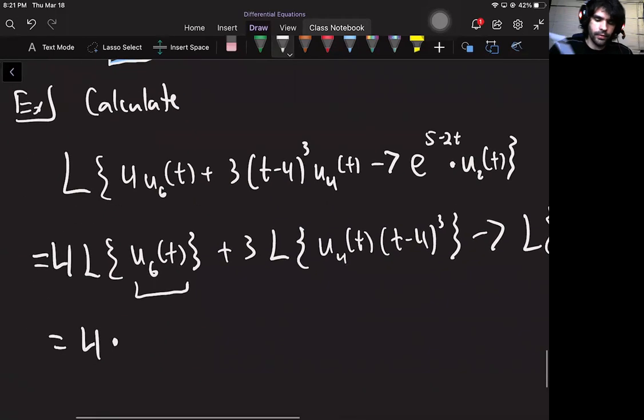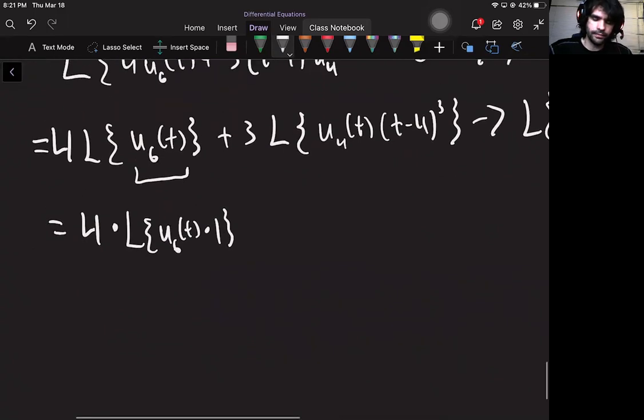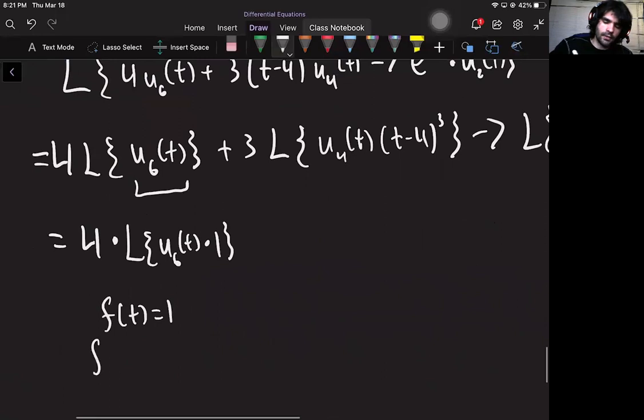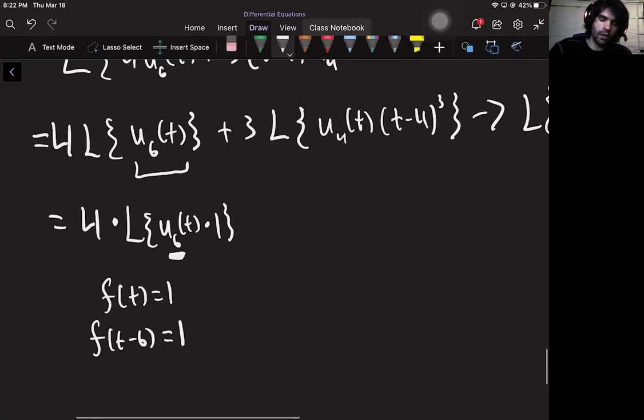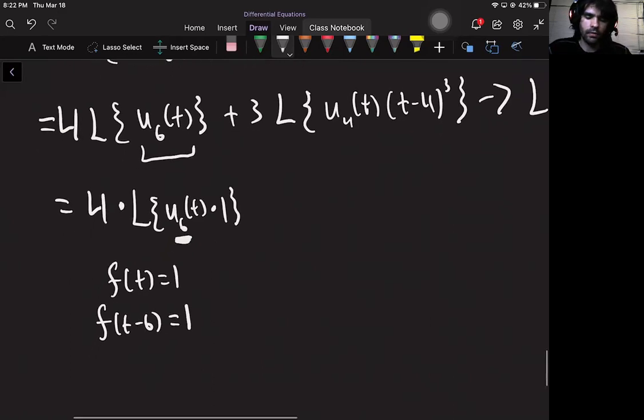It's because you can think of this step function as being multiplied by 1. And so what's going on is that my f of t is just a constant function 1. So then if I shift it over by 6, which is what I need to do so that it matches, because this is a step function starting at 6, well, what happens if you plug something different into the constant function? It still doesn't do anything. It's still 1. If you plug in 100, you'll still get 1. If you plug in 1,000,000, you'll get 1. If you plug in t minus 6, you still get 1.